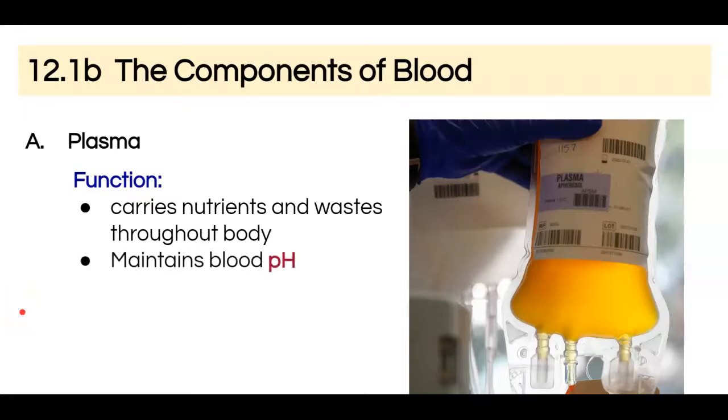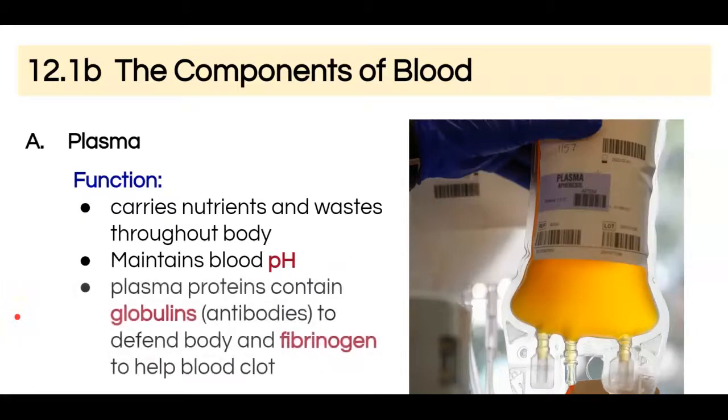It also helps to maintain blood pH. Like I was mentioning before, there's bicarbonate within our plasma that helps to balance our blood pH. Blood is just slightly alkaline, slightly on the basic side, and so the bicarbonate creates what we call a buffer system to help to maintain pH, and that's located in the plasma of our blood.